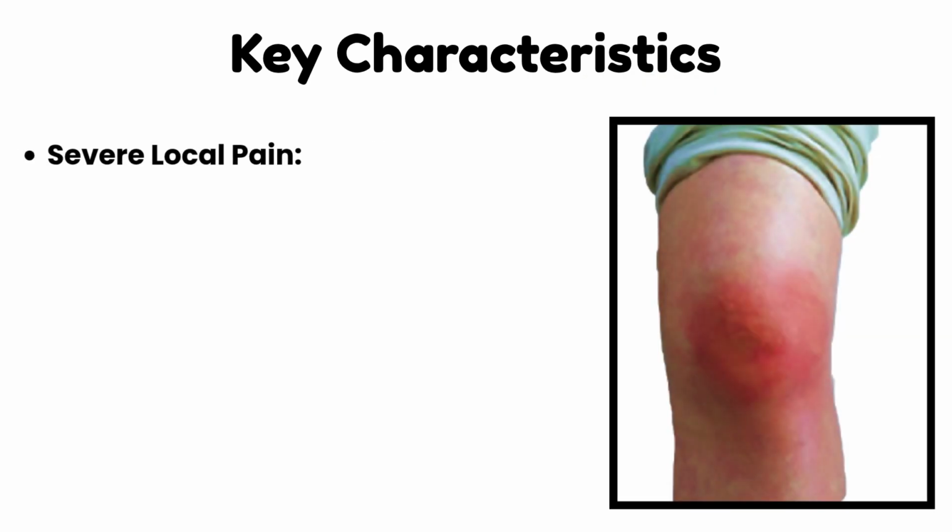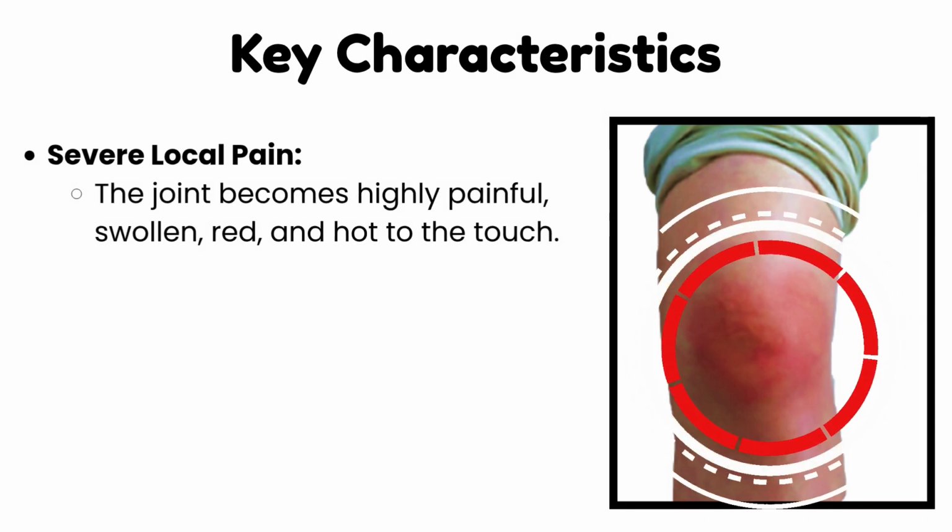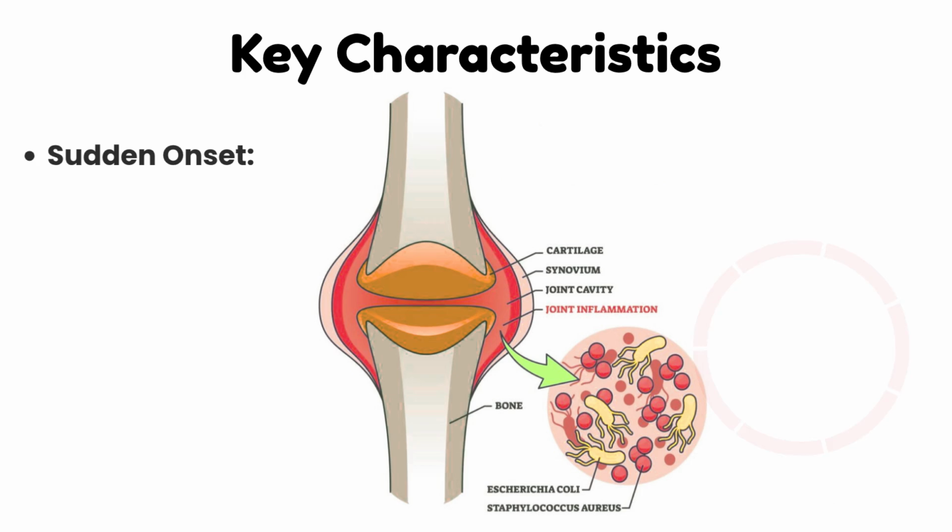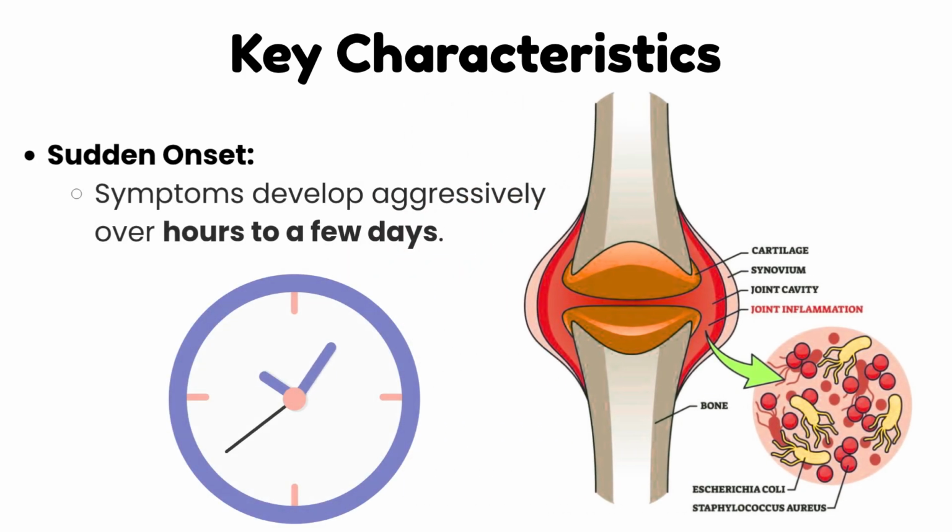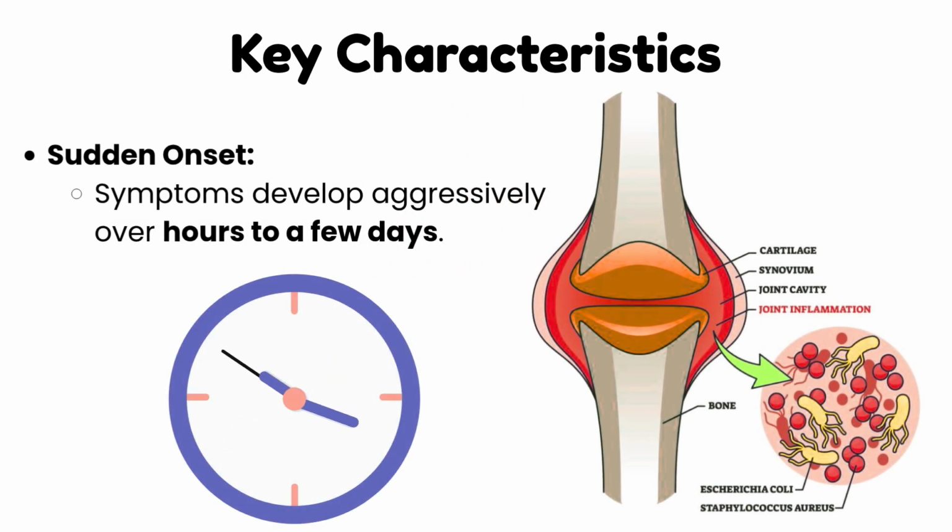Severe local pain. The joint becomes highly painful, swollen, red, and hot to the touch. Sudden onset. Symptoms develop aggressively over hours to a few days.